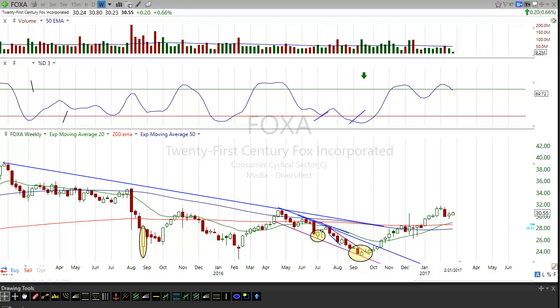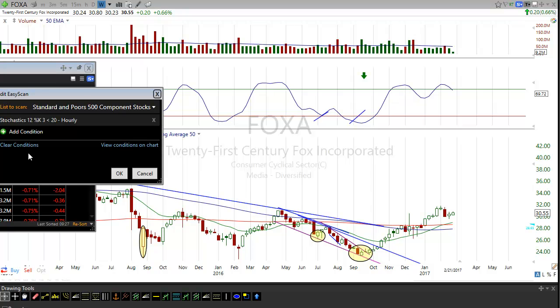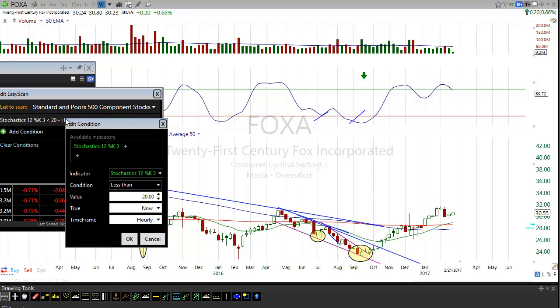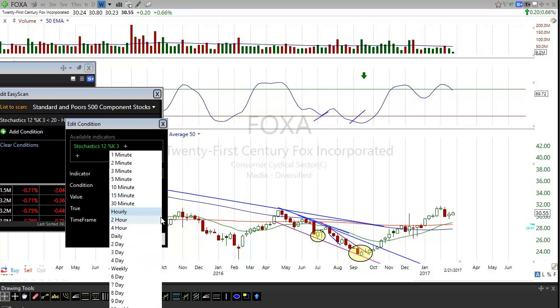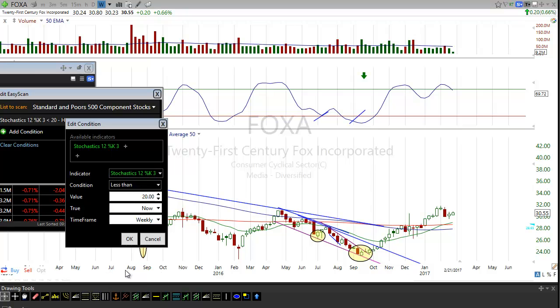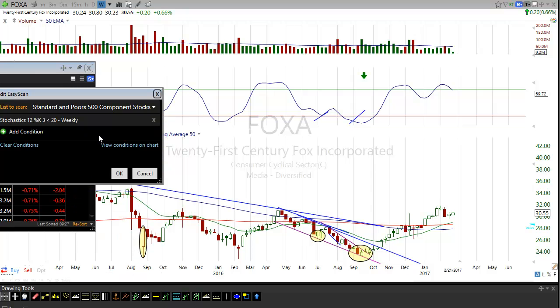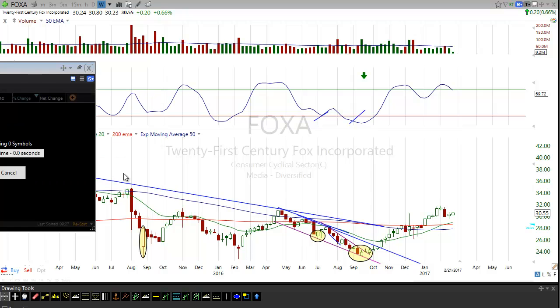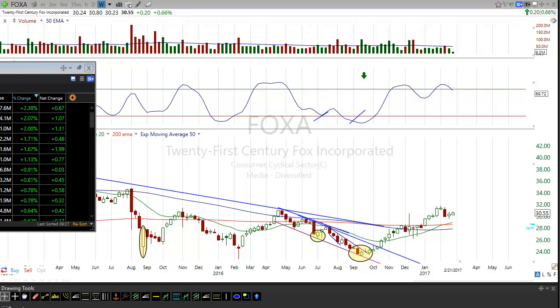This is not the scan I was doing here. Hold on, let me get my right scan up here. It's still stuck on the hourly. Hold on. All right, we're going to switch this up to the weekly. Now it's the weekly, and then I'll OK it. And there we go. Got a whole new scan going right now.